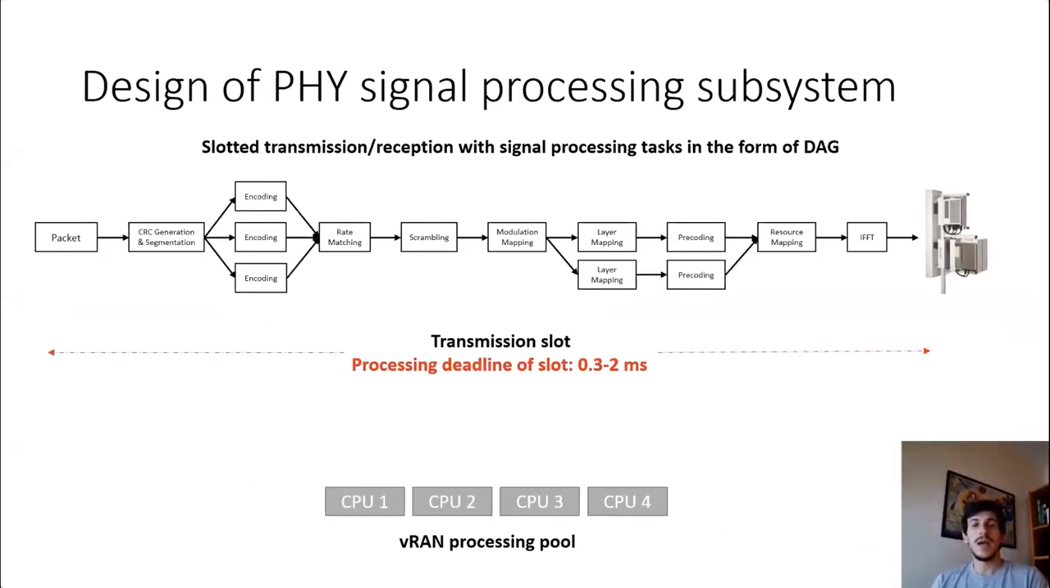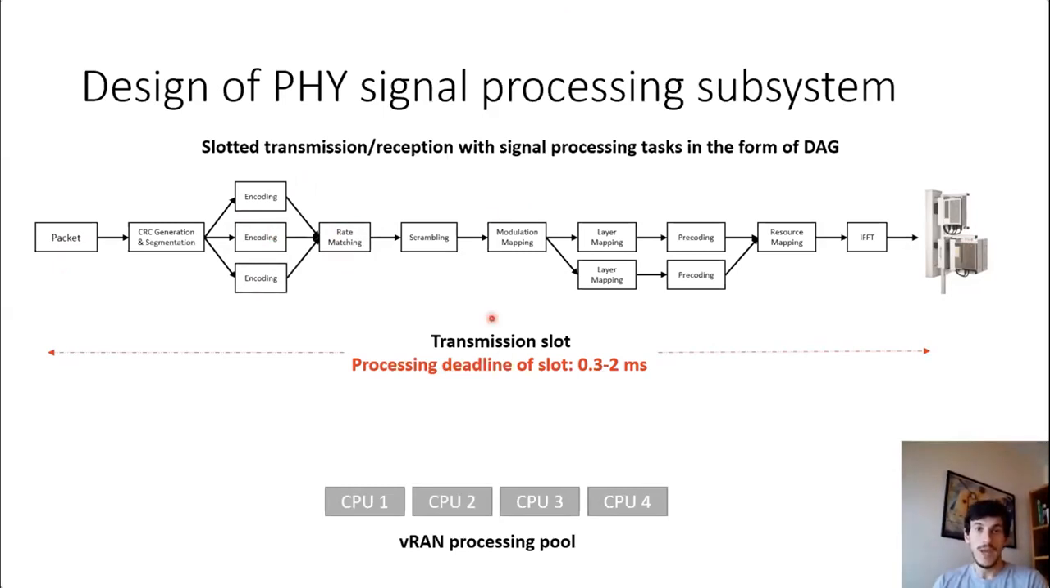At a high level, transmissions and receptions of the vRun happen in slots of a fixed duration, and at the beginning of each slot, a set of signal processing tasks have to be processed with some deadline that is typically a few hundreds of microseconds up to a few milliseconds. And the signal processing tasks present dependencies where the output of some task can be used as input to others, forming a DAG structure. For example, here you can see the DAG for downlink transmission, where we send packets from the base station to the users through the radio.